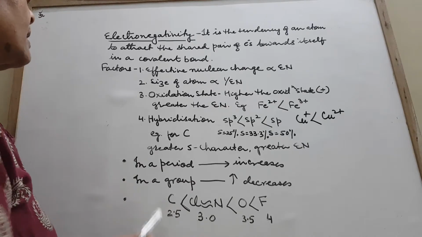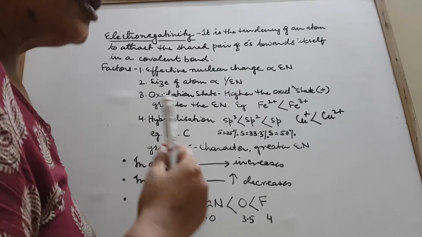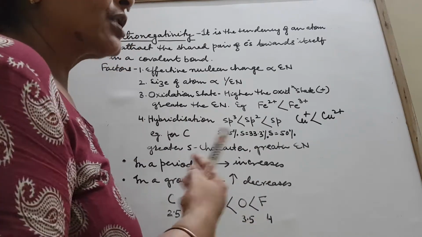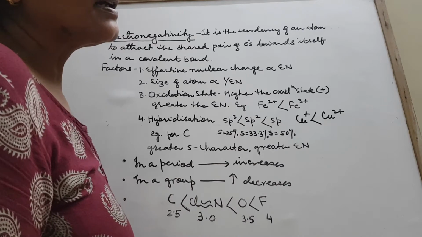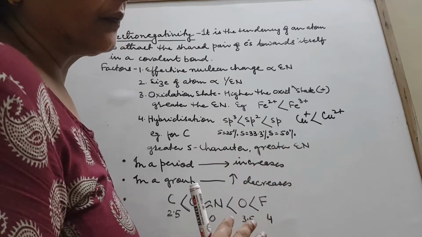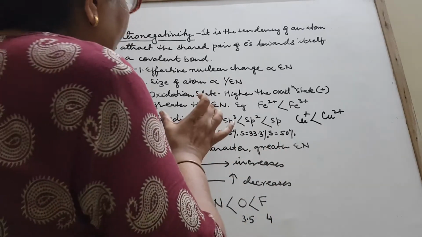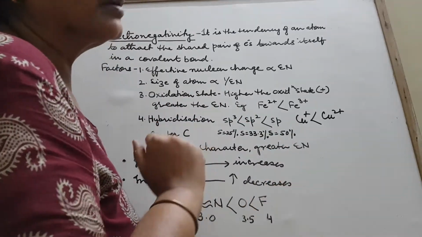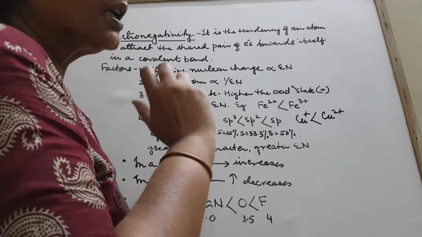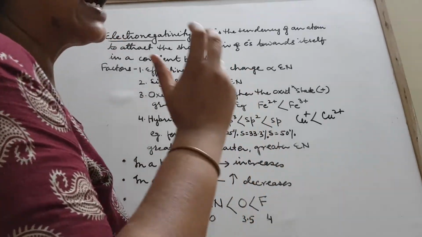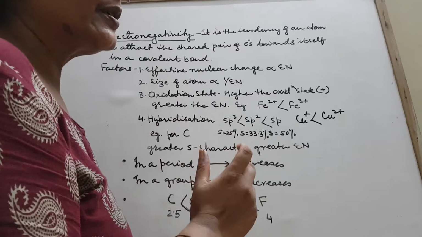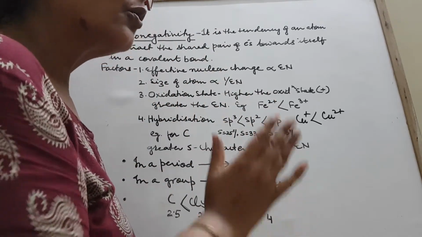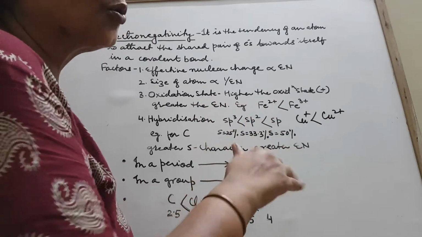Then children, hybridization. Yes, it's a new term for you. I know you don't know. This will be taken up in the chapter chemical bonding, but I just want to tell you in short. For hybridization, we'll mainly take it for carbon. Carbon shows three hybridizations: sp, sp2, sp3. Yes, I know right now you don't know. Don't worry, we'll see in chemical bonding how to find out.